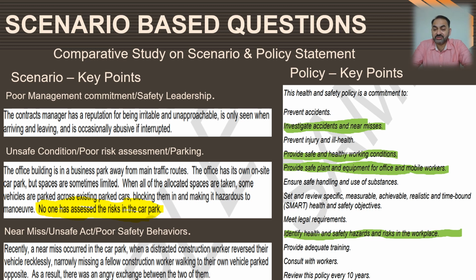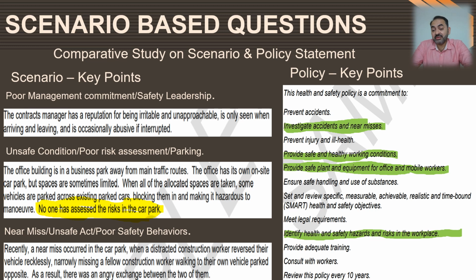The second point also relates: provide safe plant and equipment for office and mobile workers. So they fail to provide, because if you look at the second key point in the scenario we highlighted, it is a clear breach of this point also. And also one of the points is identify health and safety hazards and risks in the areas. So they failed to identify all of these hazards and risks, and there was no risk assessment done in the car park area.